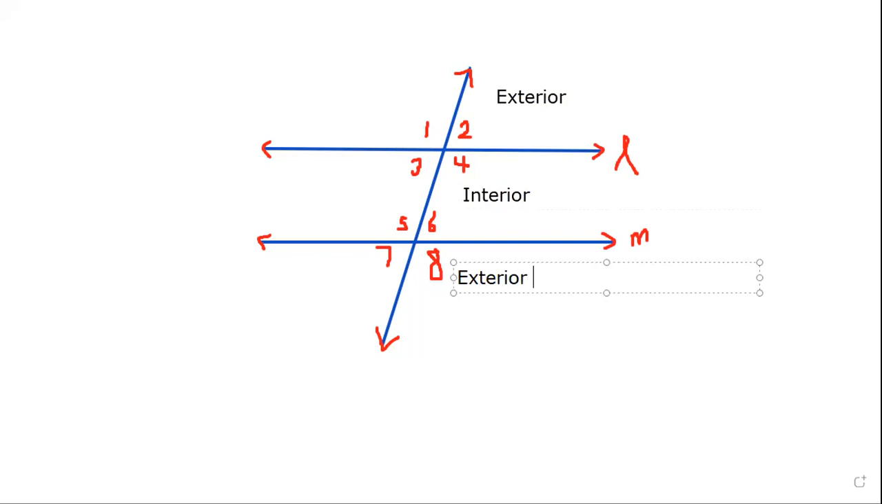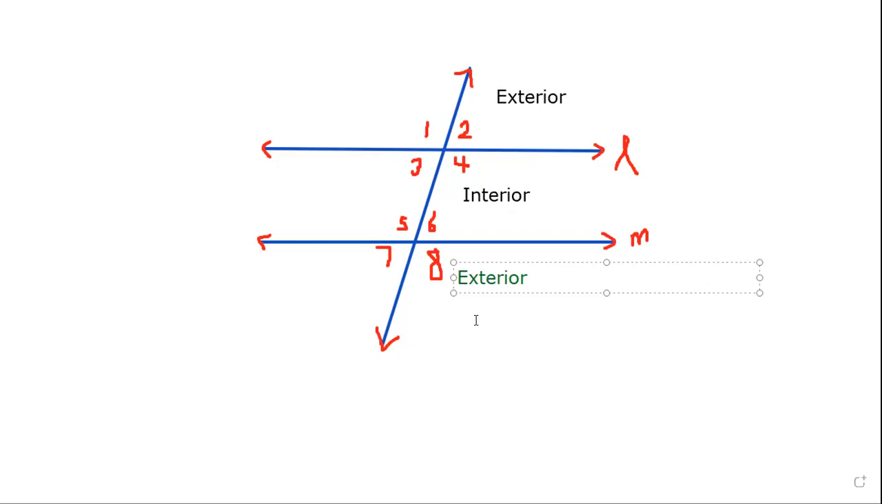Miss, I have a question. Yes, honey. Consecutive interior, which is 4 and 6. 4 and 6. This is a consecutive interior angle, and we can call it by another name. Did you remember? Yes, same side interior. Thank you. So the consecutive, we can call it same side interior angles.